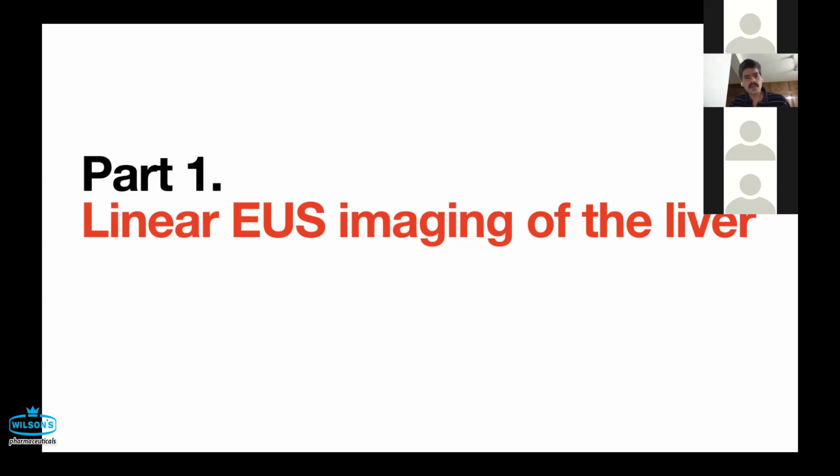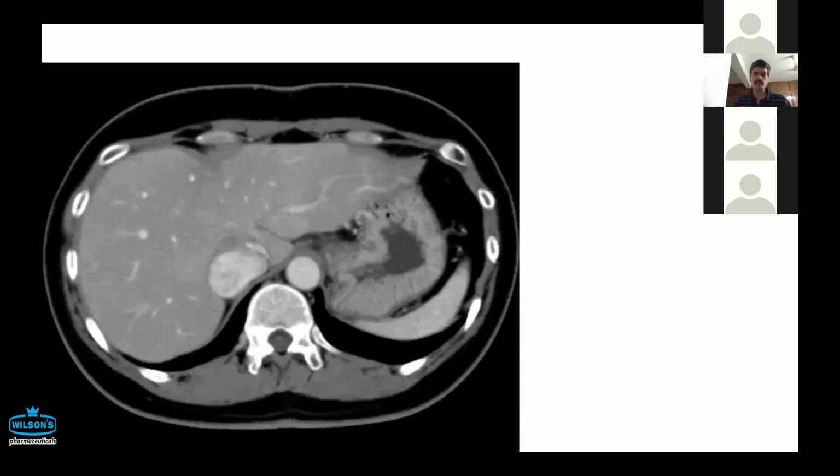Okay. So when we do a linear EUS imaging, let us see the CT scan. This is a CT scan of the liver. This is the stomach. This is the G junction. So when we pass the EUS scope, we start imaging from this point where my cursor is. I hope you can see my cursor.